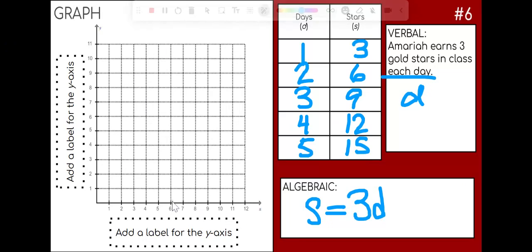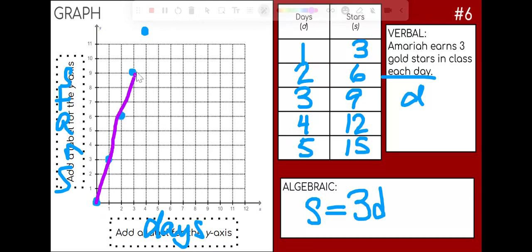Our x-axis is going to be the number of days over the number of stars. So if no days pass, I have no stars. In 1 day, we have 3 stars. In 2 days, we have 6 stars. And then 9 stars. And then we're out of space here. The next one would have been 12. 12 would have been right over here. Don't forget about your arrow going through all the points showing that linear function. Straight line. Mine's a little wobbly. We use that line tool.